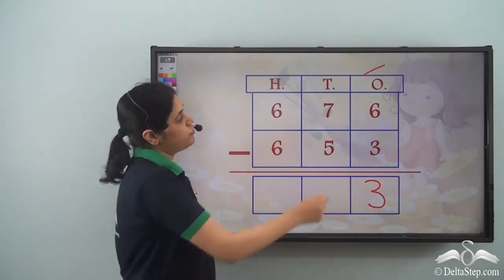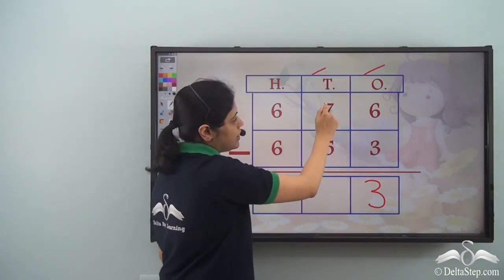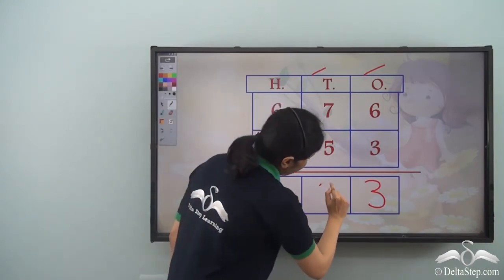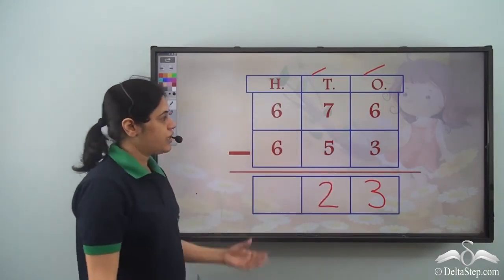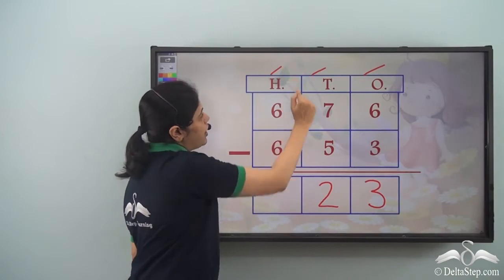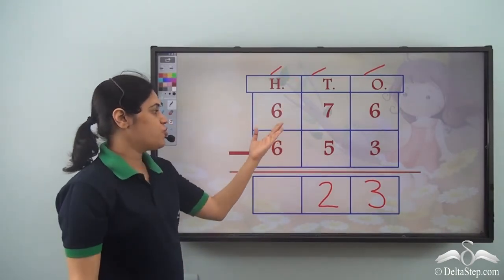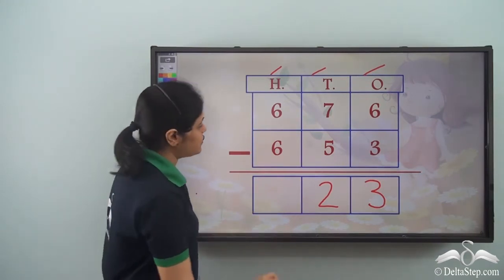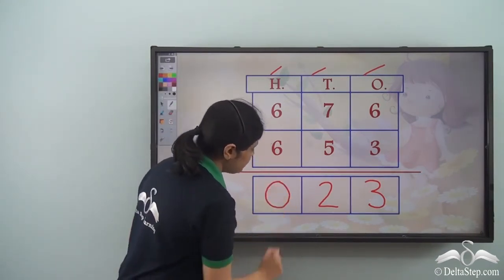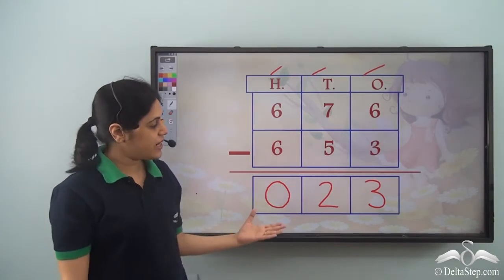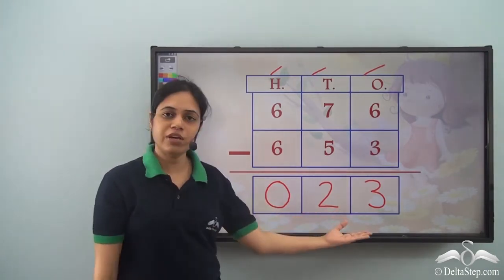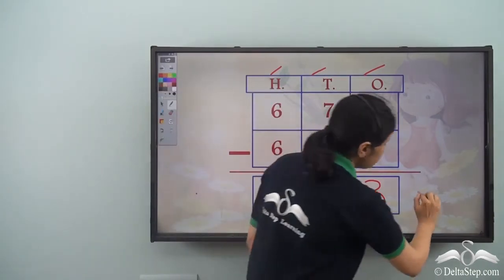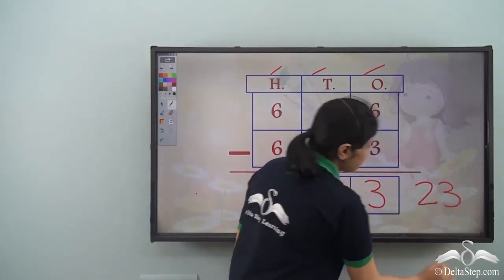Then I move to the tens room. In the tens room, I have 7 minus 5. 7 minus 5 gives me 2. Then I move to the hundreds room. In the hundreds room, I have 6 minus 6. 6 minus 6 gives me 0. So what is my answer? 0, 2, 3, or I can say 23. So the answer is 23.